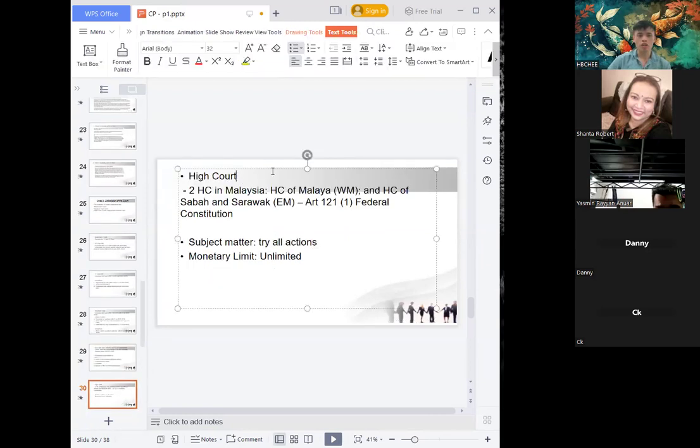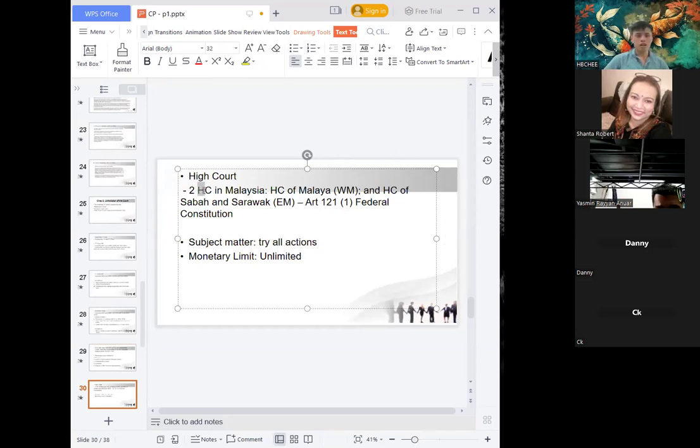Okay, coming to High Court. There are two High Courts in Malaysia. It's pretty important because when I was working in a law firm, my interviewer's first question was, how many High Courts in Malaysia? If I told him more than two, I think he would laugh at me.